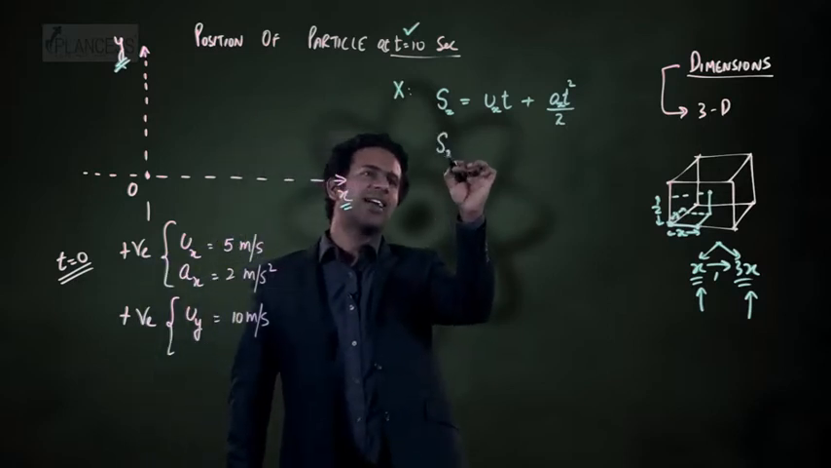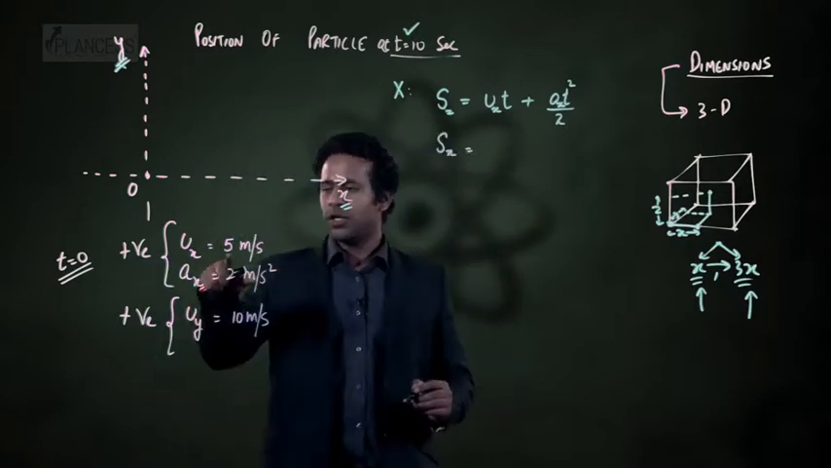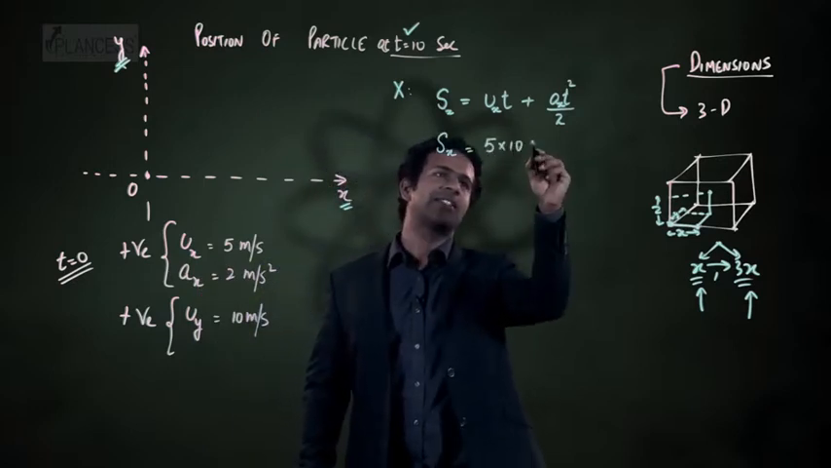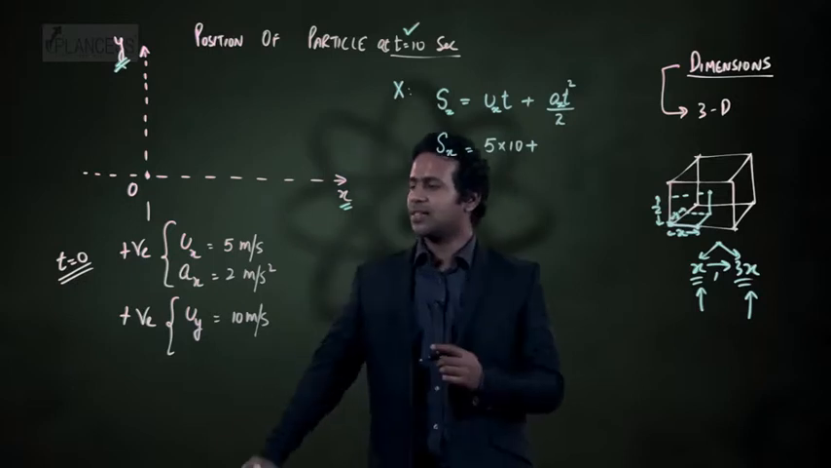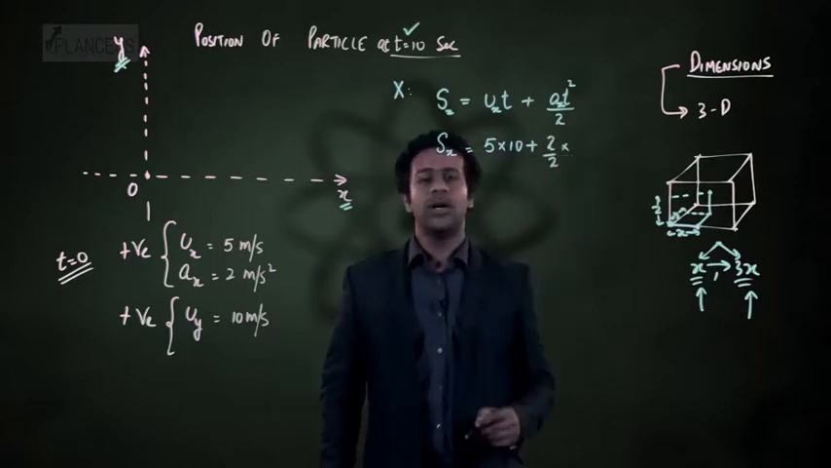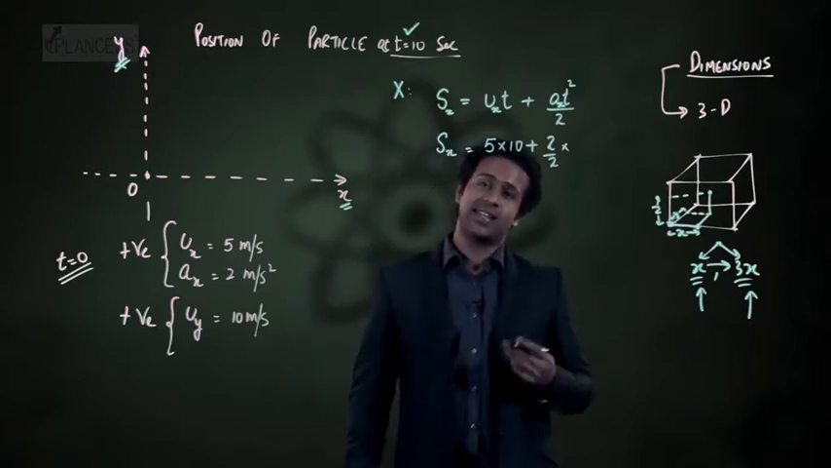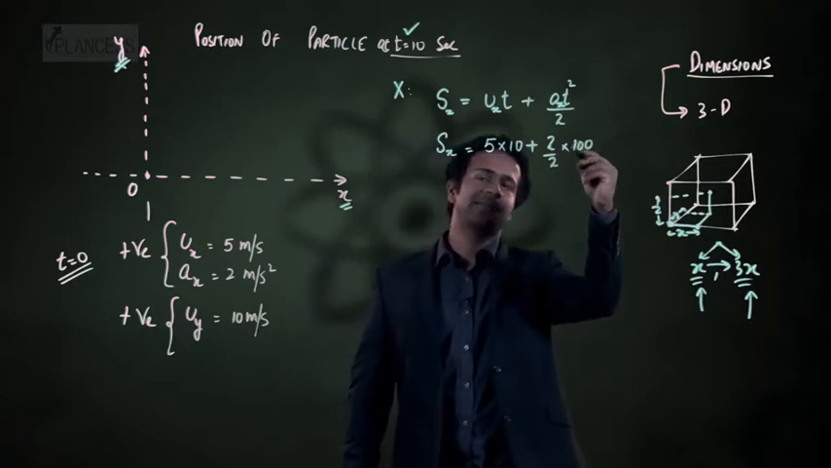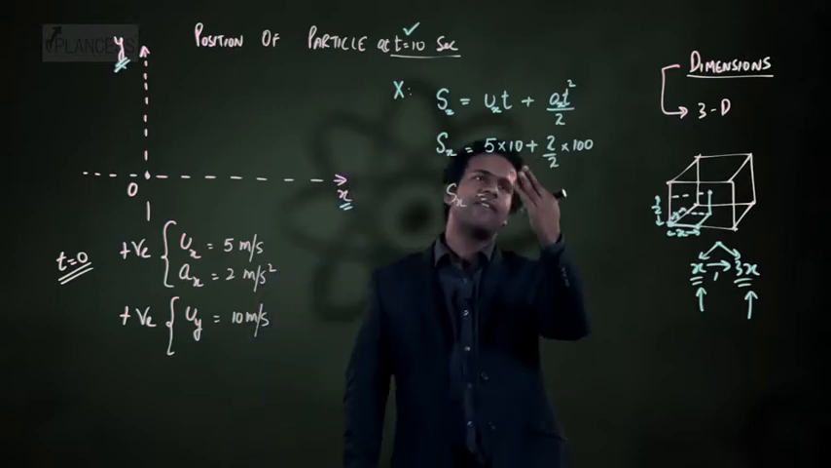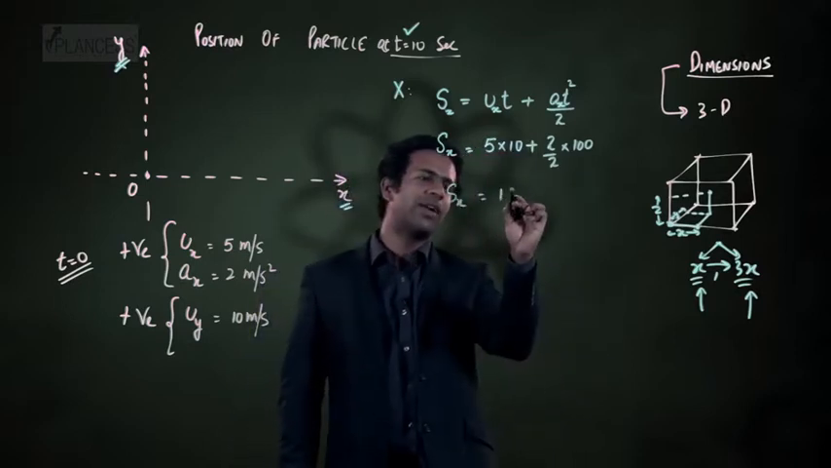This tells us that s_x is equal to u_x, which is 5, so 5 into 10, since the time is 10, plus a_x is given to be 2, so this becomes 2 by 2 into t squared, where t is 10 seconds, so this is 100. So we finally see that s_x is equal to 50 plus 100, which is 150.